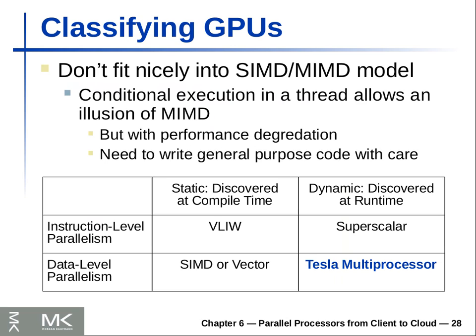All right, we're good. Classifying GPUs, they don't fit nicely in our SIMD model. That's kind of a lie, but whatever. They have conditional execution, and a thread allows the illusion of MIMD. But generally, if you write a piece of code to run on your GPU that has branches, it's going to slow down significantly. I prefer to keep it as a SIMD situation in general, with a couple of MIMD capabilities built in just here and there. So that's the best way I think of putting it.